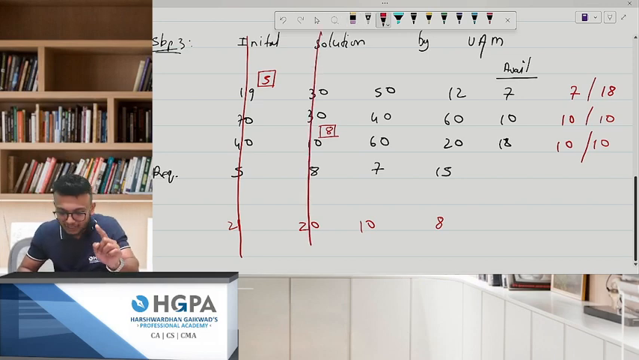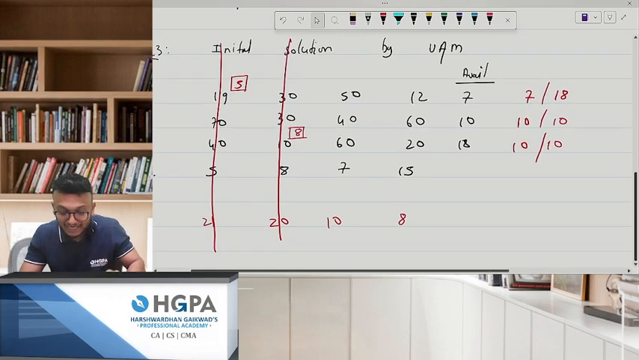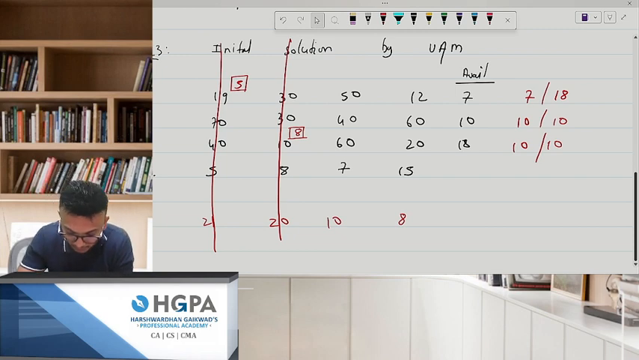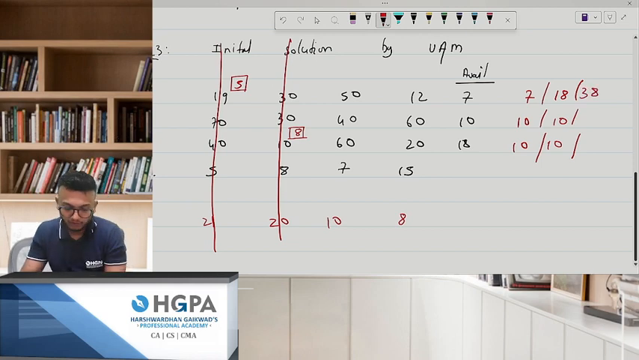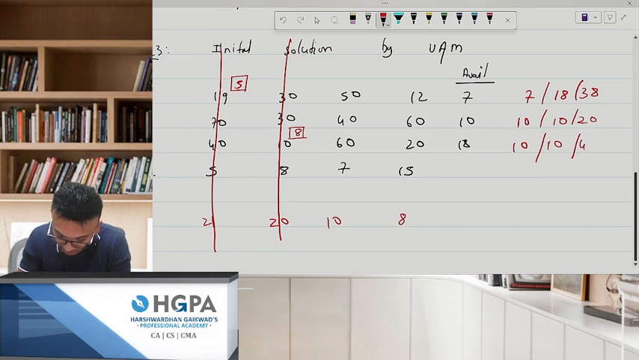Again the column is gone. Now what will you do? Again I have to compute row penalty. Check now whether numbers are there to compute row penalty. Sir, there are two numbers I can compute. This and this. Tell me, 12 minus 50, how much will this be? 38. 40 minus 60, 20. 20 minus 60, 40.